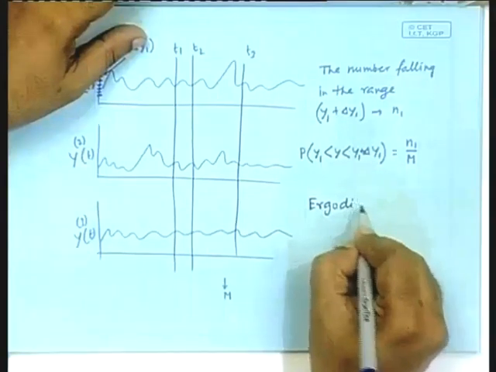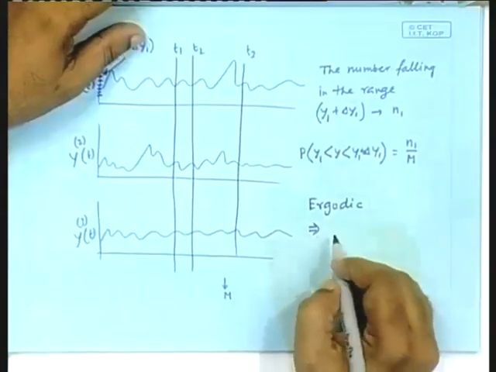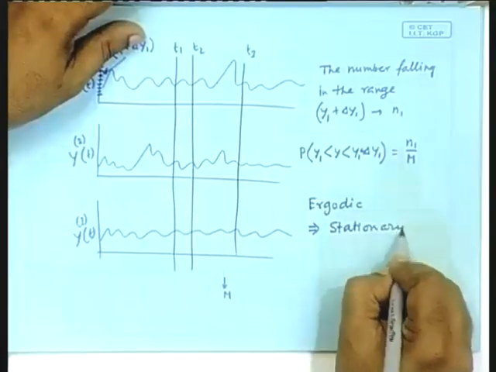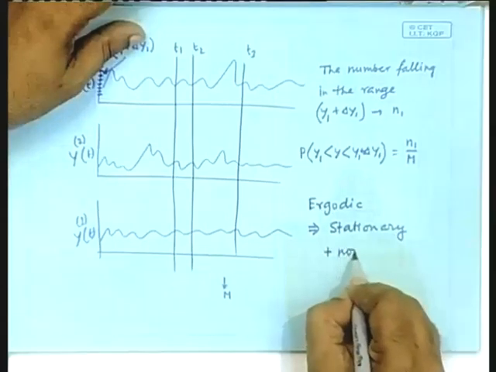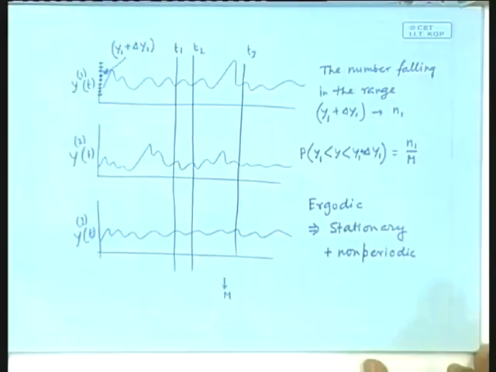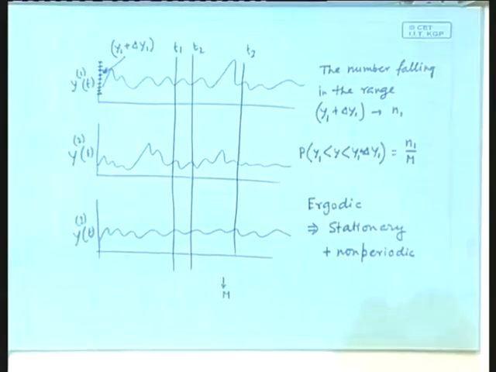Now, if a time series is stationary, but its elements are not periodic, then it is called ergodic. Okay. So, ergodic means stationary and non-periodic.